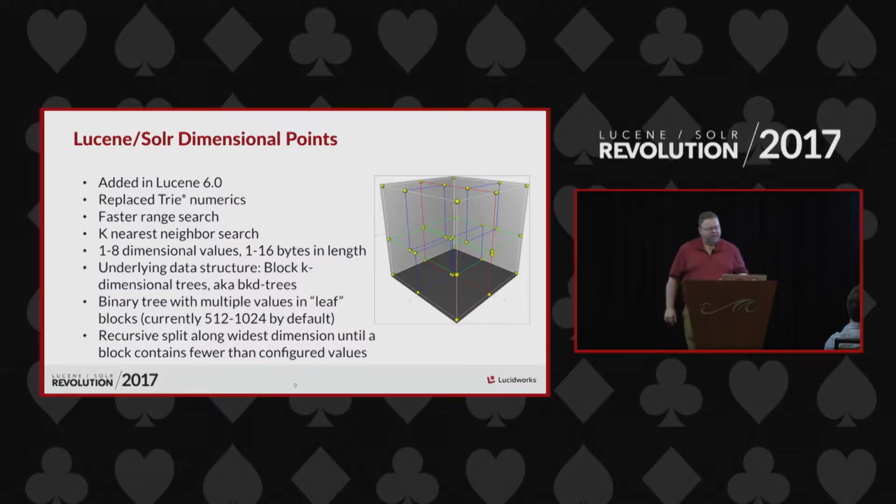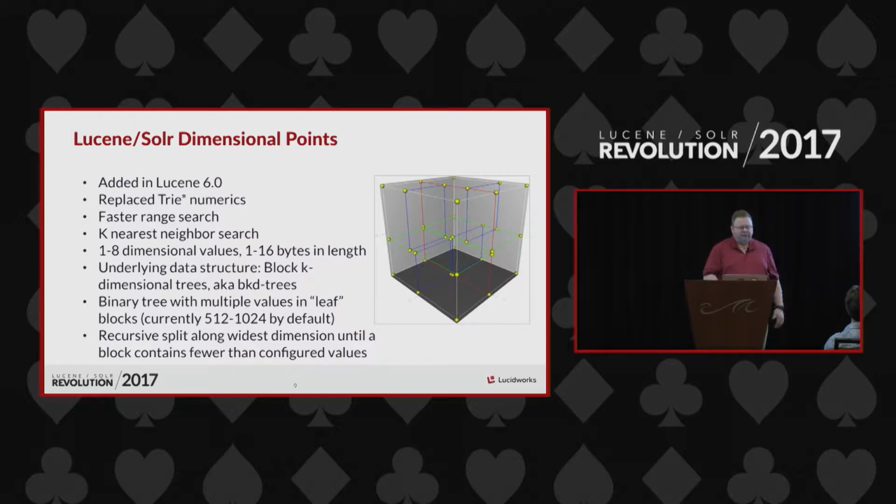So here's my intro to Lucene Solr dimensional points, which, as I said, I'm going to be using to drive K-nearest neighbor search. They were added in Lucene 6.0 and replaced the trie numerics that previously were the way numerics were used in Lucene. Lucene 7.0 will actually completely remove tries when it's released later this week or early next week. Solr retains tries, although they've been deprecated. So points is the way numerics are done and will be done in Lucene and Solr going forward.